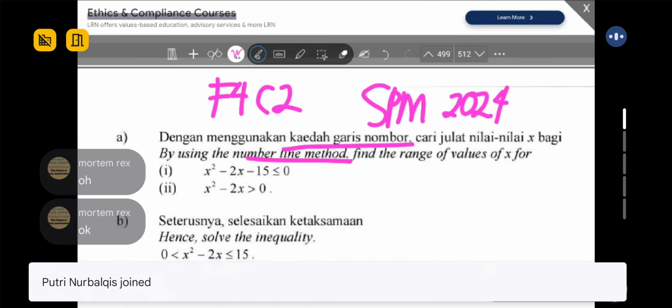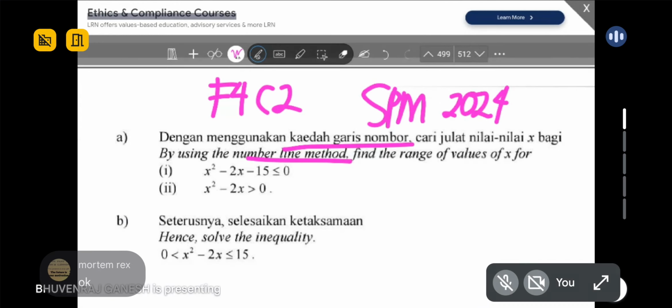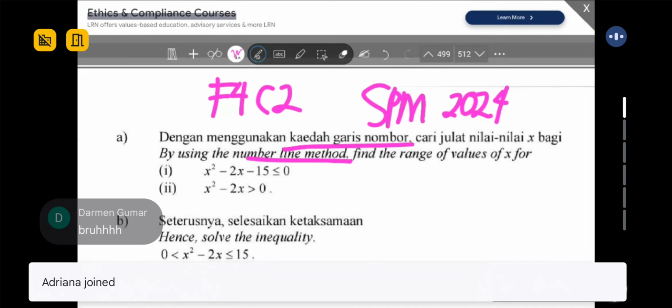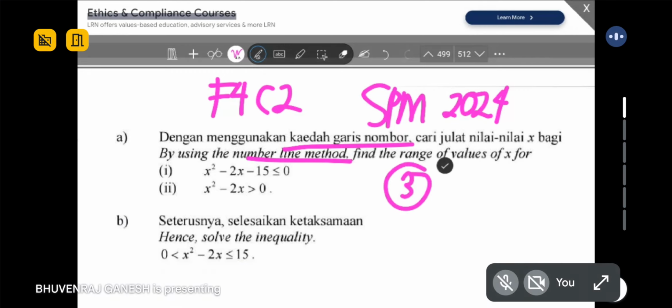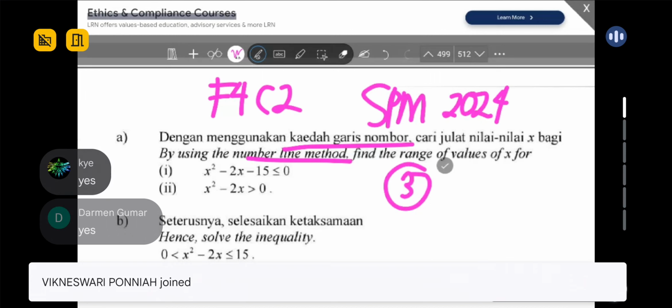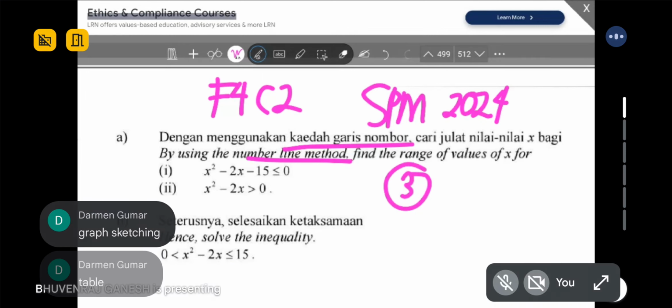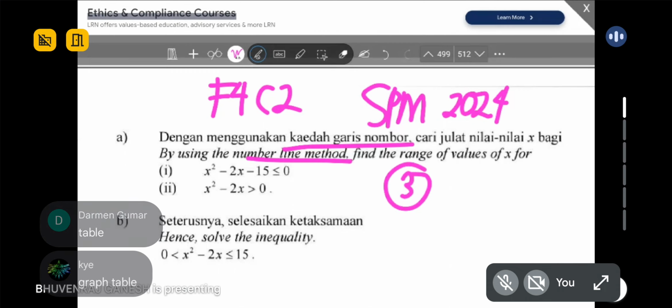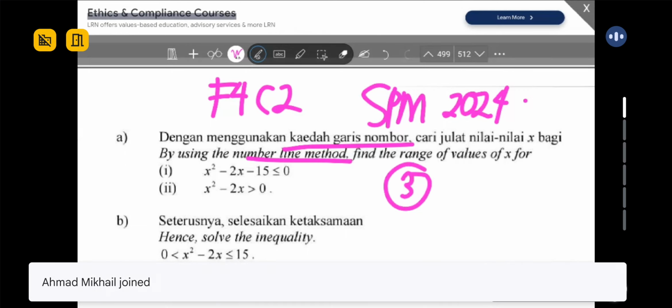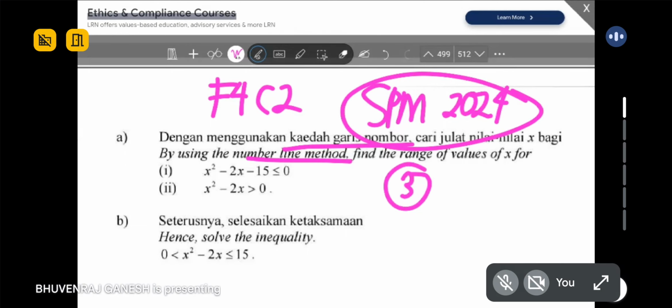The SPM specify, dia spesifikkan kena guna kaedah garis nombor ataupun kaedah jadual. You need to know every single method. There are 3 methods, right? You guys learn in Form 4 Chapter 2. 3 kaedah. One is number line, second is graph, third is table. Jadual, garis nombor, graf. So you need to know all these 3. Kena tahu 3-3, because the recent trend, they expect you to know it already.